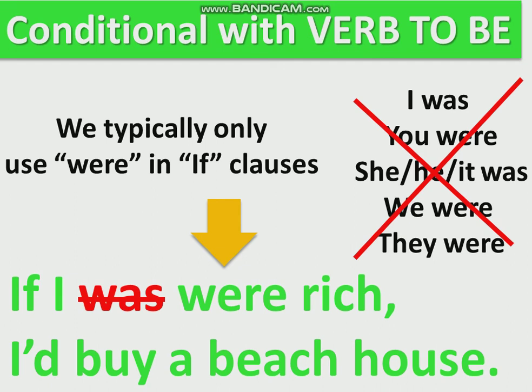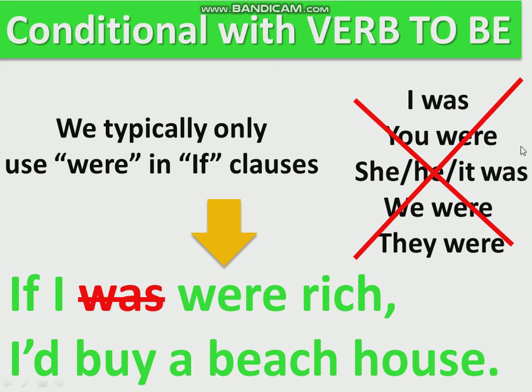In conditional sentences with the verb to be in the past, this is the normal conjugation of the verb to be. I was, eu estava, eu era. You were, você estava, você era. She, he, it was, we were, they were. This is the normal conjugation.